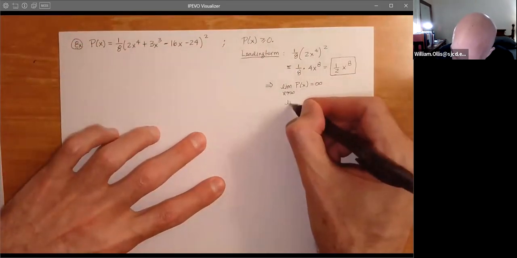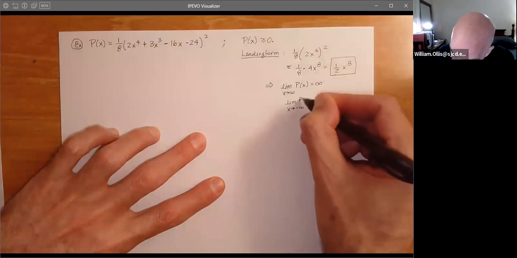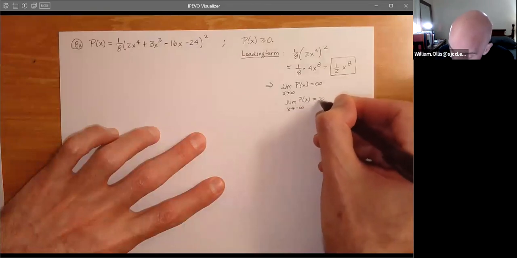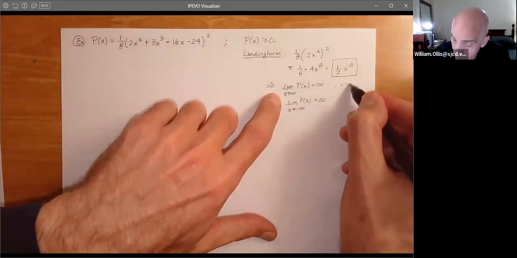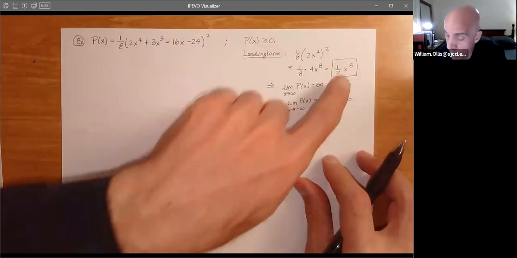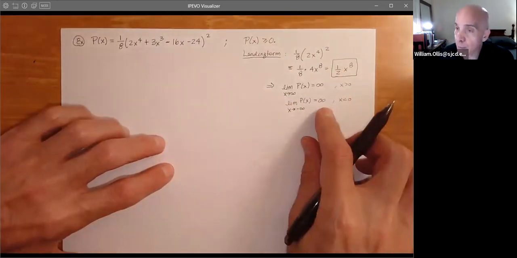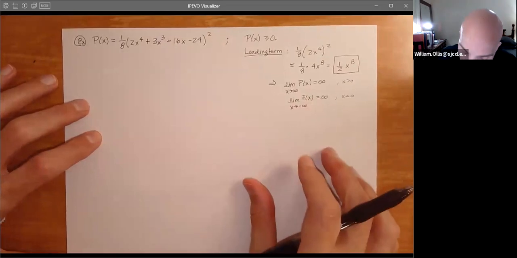And then of course, the limit as x approaches negative infinity of p of x will also be infinity. Again, when you check x positive, this sign is positive. When you check x less than 0, this sign is still positive. So the end behavior in both cases diverges to infinity. Okay? And we expected that.